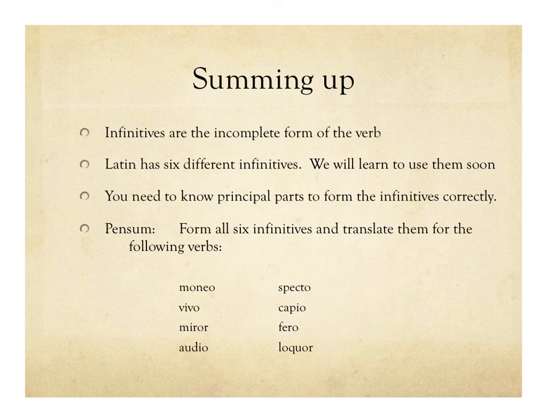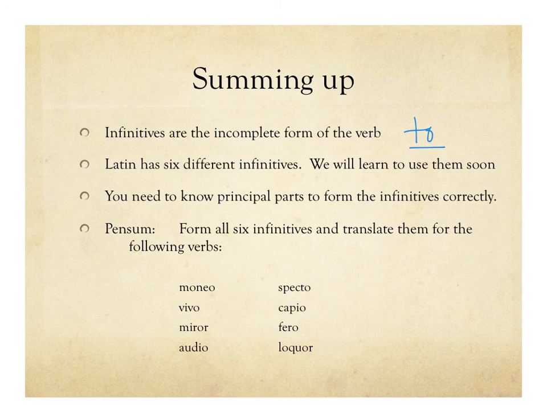Okay? So, infinitives are an incomplete form of the verb. They're not conjugated, and so we always translate them with the word to. Latin has 6 different infinitives, and we're going to learn how to use them soon, but right now we're just going to focus on learning them. You need to know your principal parts in order to form the infinitives correctly. So we use the present infinitive, the second principal part, and in some sense the first, because we need to know what conjugation a verb belongs to in order to do the present passive infinitive. We need the third principal part and the fourth in order to do our perfect and our future infinitives. And that's it. And of course, we need to know how to translate these infinitives correctly.